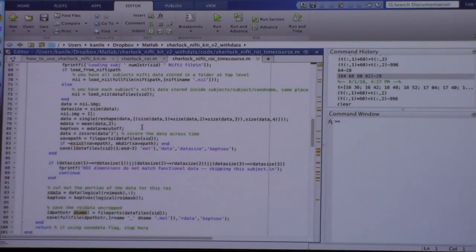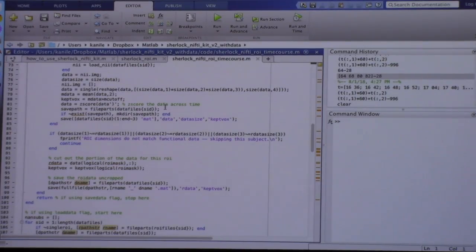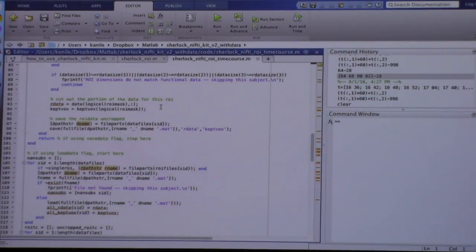If it's NIfTI data, it reshapes it into voxels by time, because the NIfTI data will be the 3D volume by time. And then it cuts out the portion of the data that corresponds to the ROI that you're working on. It saves an uncropped version of that, meaning that there is a way to run this tutorial where all of the timing isn't already taken care of, so you would have to say when the stimulus began for each subject. And then it saves versions that do have that information already taken into account and don't.